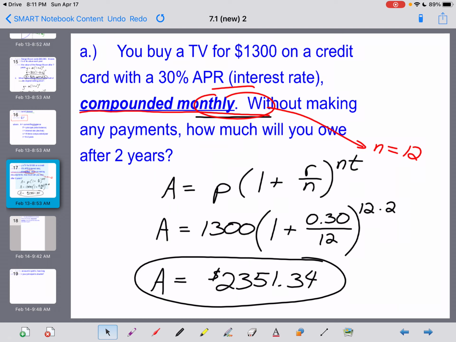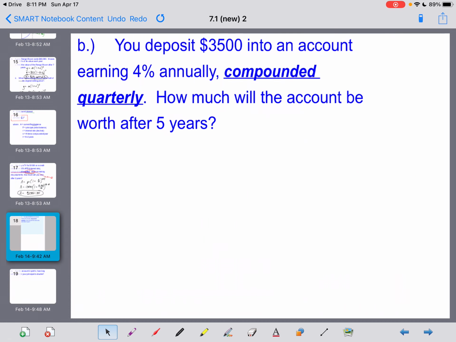So we talked about how interest can work against you when you're borrowing money, but it can also work for you when you're actually saving some money. And this problem here is an example of that. In this one, you're going to make a $3,500 deposit into an account that's going to earn 4% annually. And that annually word means per year. That's pretty important. But they tell you here that your interest is compounded quarterly.